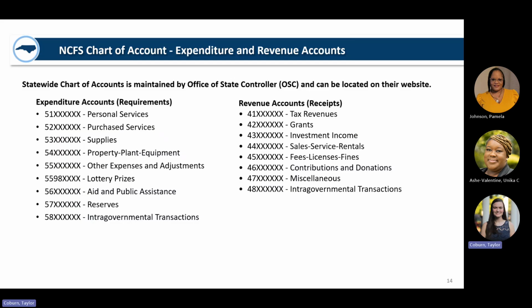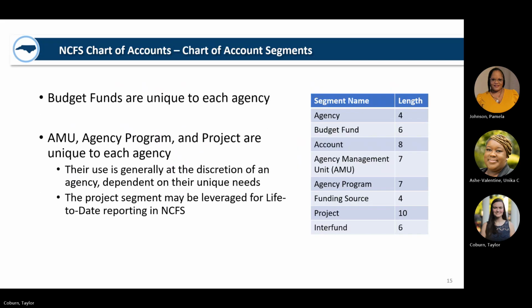The statewide chart of accounts is maintained by the Office of the State Controller, but expenditures and revenue account groups are listed here for your reference. On the right side of the slide, you'll see the full list of chart of account segments in NCFS. Budget fund, AMU, agency program, and project are unique to each agency, with the latter three being available for use at the discretion of each agency. Additionally, the program field can be leveraged for life-to-date reporting in NCFS. If your agency is interested in exploring this functionality, please reach out to your budget execution analyst.